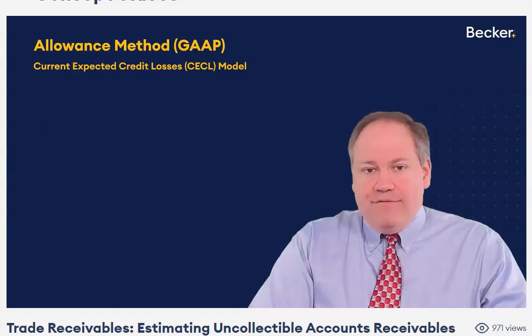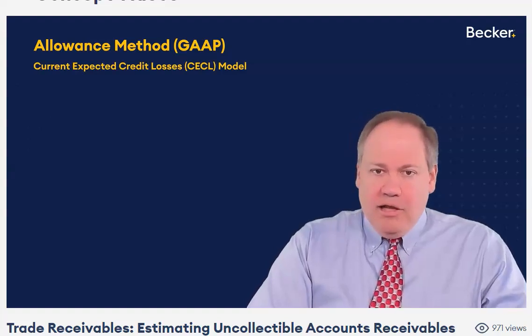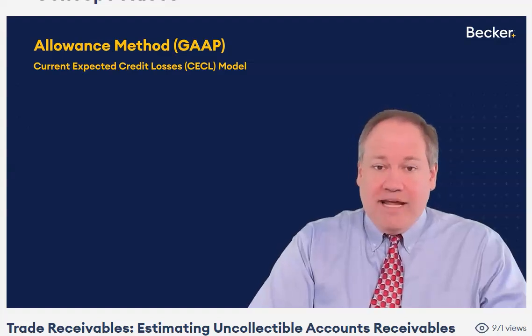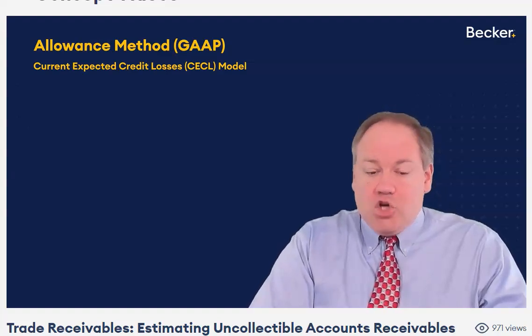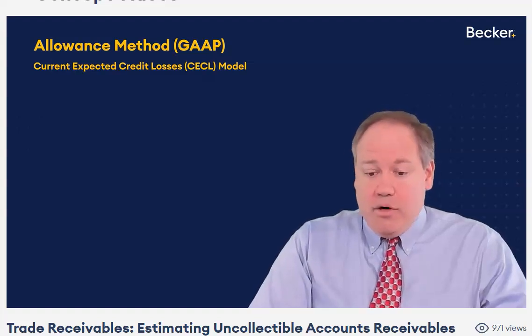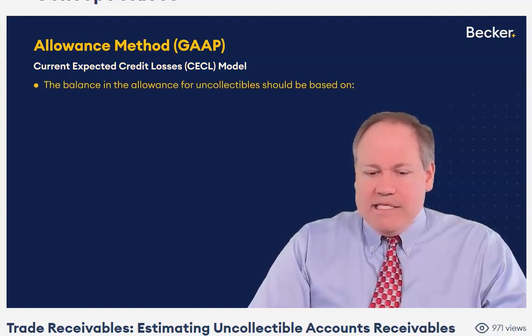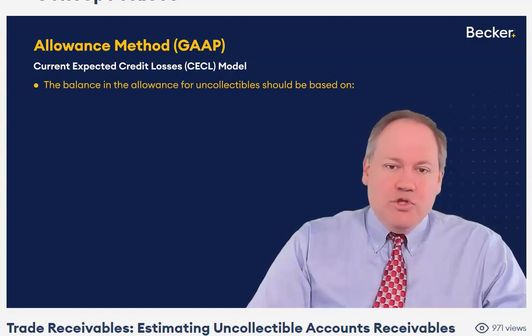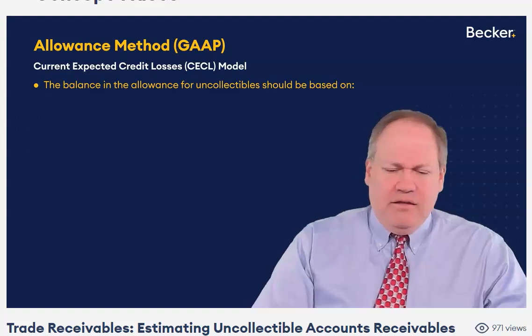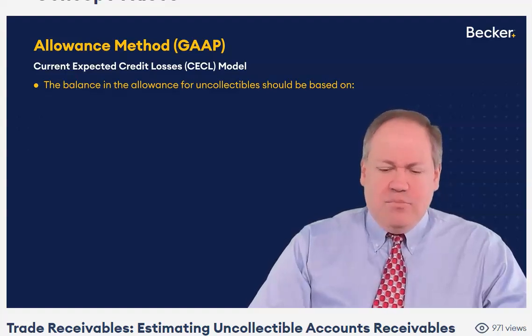And the allowance method falls under an umbrella called CECL. I know, that seems like the weirdest name for an accounting rule. But what it stands for is Current Expected Credit Losses, CECL for short. But a way to think about that is it's equal to past, present, and future. You might think, what do you mean past, present, and future?